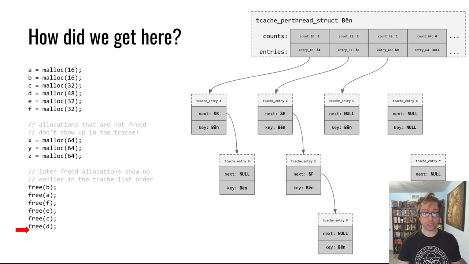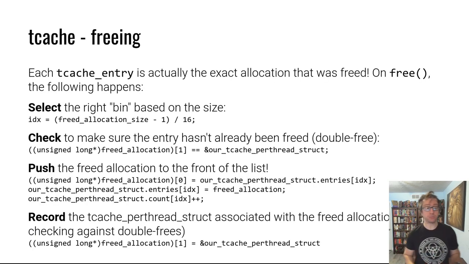Let's dive into this actually in code. What happens when you free? Well, first you look at the size of that allocation. We'll talk in a future video about how the size is tracked. And we figure out the index by subtracting 1 and then dividing by 16. So if you have from 1 to 16, that is slot 0, from 17 to 32, slot 1, and so forth. Then we check, make sure that we haven't already been freed.